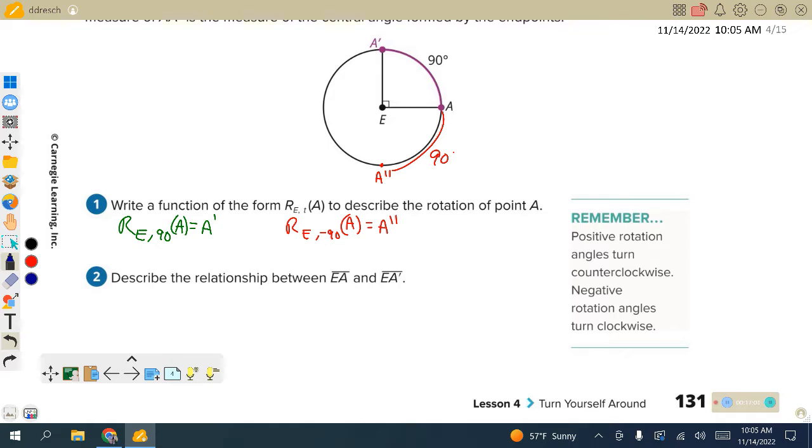Okay. Now what's happening here? These are all isometries. So what's true about the relationship between the segment EA and EA prime? What's something that's true there? They are still congruent. The rotations that we keep doing and doing are always isometries. We've looked at translation, reflection, and rotation. Those three are isometries. Same shape, same size for the pre-image and image. All right, let's go with it.